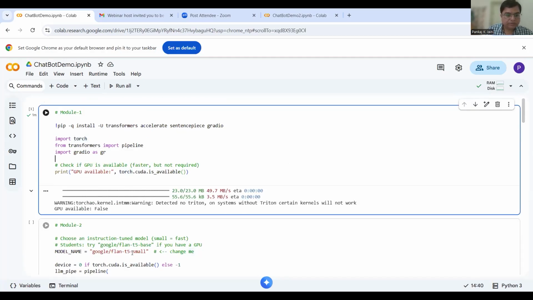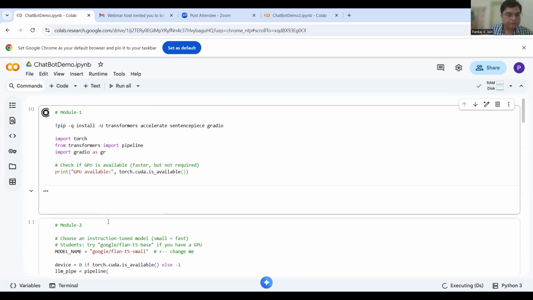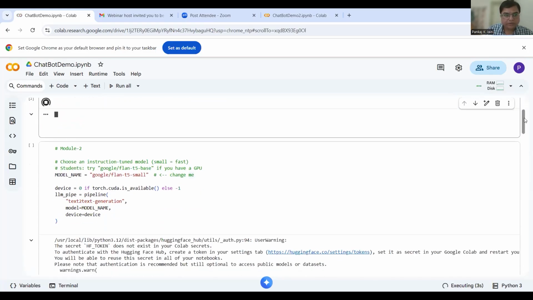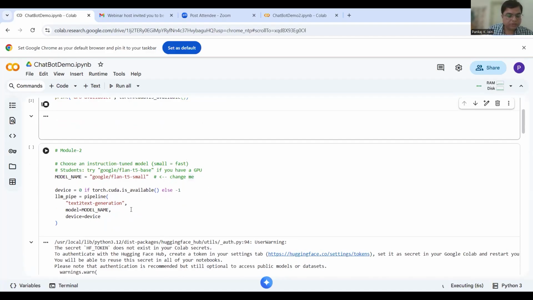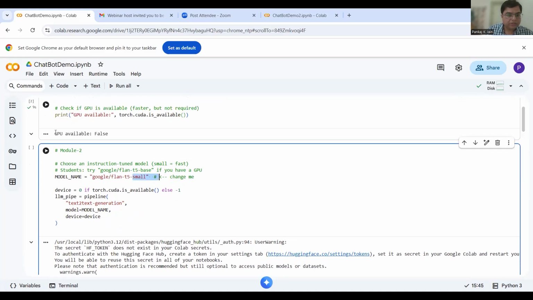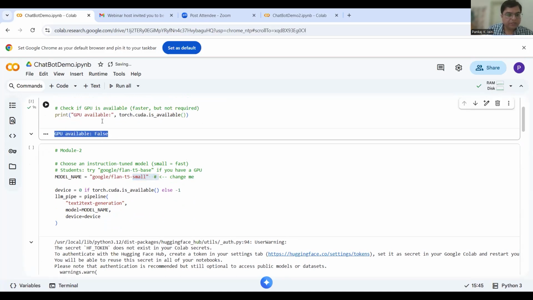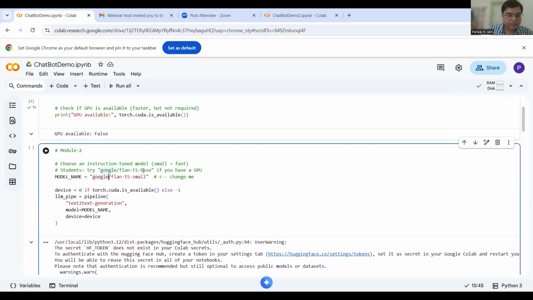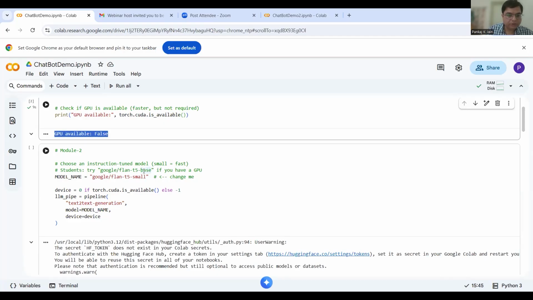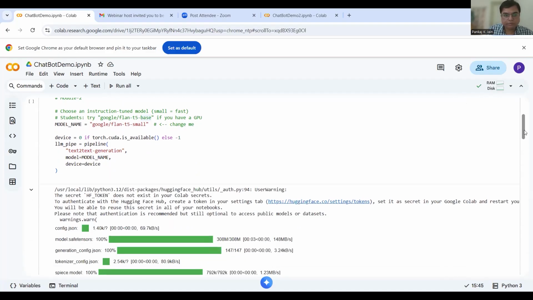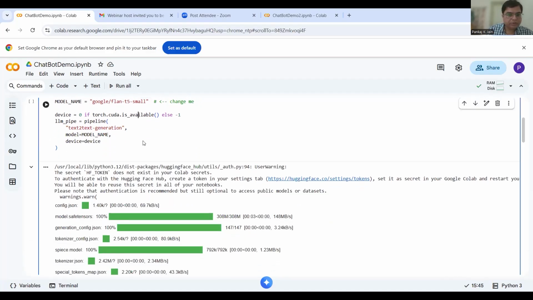If it shows you CPUs, then use the small model. And if it shows GPU, see, the dependencies are installed in the cloud, and it is showing me GPU available false. So your GPU is not available. So use only this small model at this time and leave the base model. If your GPU is available, use the base model. It will be better and give you better results. So let me run this model.